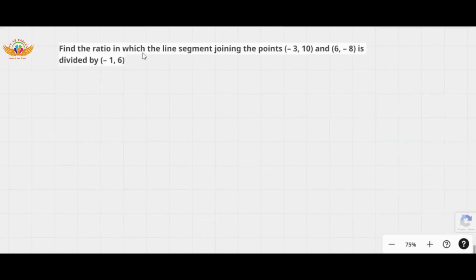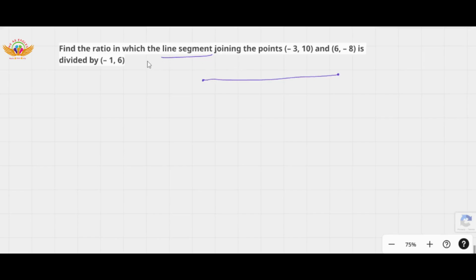Find the ratio in which the line segment joining the points minus 3... And also I want to tell you one thing. How to find whether this question is from coordinate geometry or not? Whenever you see the name line segment, coordinate geometry is all about line segments and coordinates. These terms help you to find out that it is from coordinate geometry.